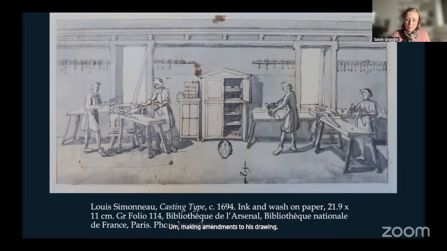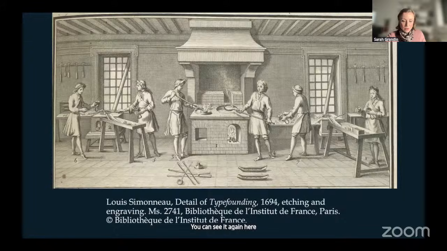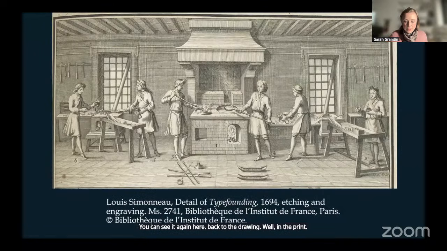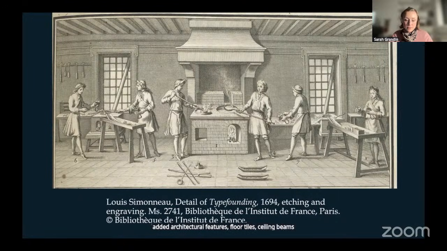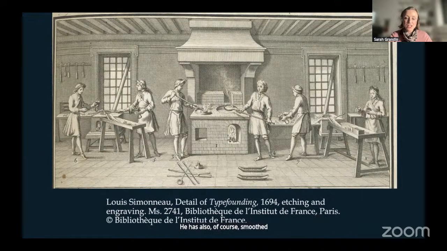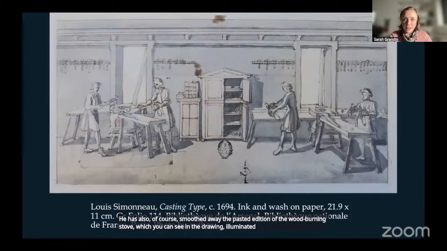This difference is clear if we compare the workshop scene from Simonot's plate on type founding. You can see it again here, and back to the drawing. Well, in the print, Simonot has reconfigured the space to accommodate an extra step in the axis of activities. He has added architectural features, floor tiles, ceiling beams, and mullions to accentuate the perspectival logic of the scene and dutifully adhere to academic conventions of pictorial space. He has also, of course, smoothed away the pasted addition of the wood-burning stove, which you can see in the drawing, illuminated by sort of an orange flame.